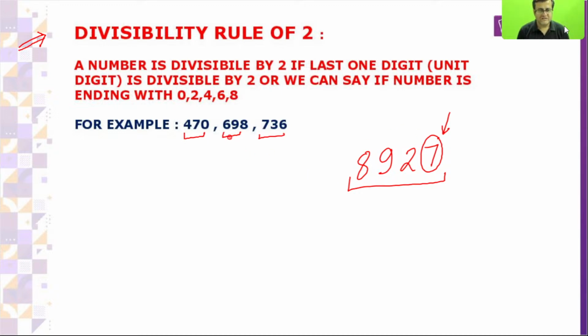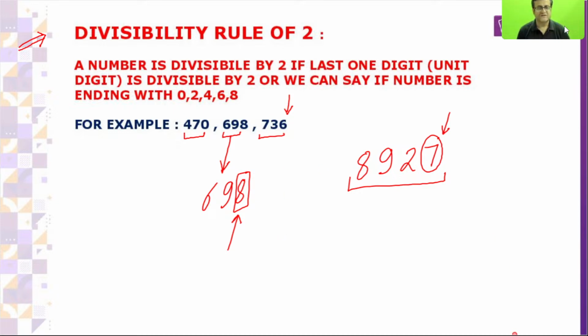Now we have the number 698. The last digit is 8, so the number will be divisible by 2 because the last digit is exactly divisible by 2. I hope you understand. Divisibility of 2 is clear to everyone. There is no confusion. Just concentrate upon the unit digit. If it is divisible, the number is divisible. Any doubt, any confusion, you're most welcome to ask through live chat.